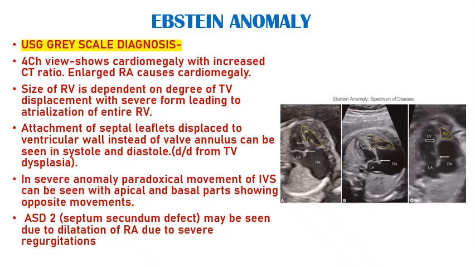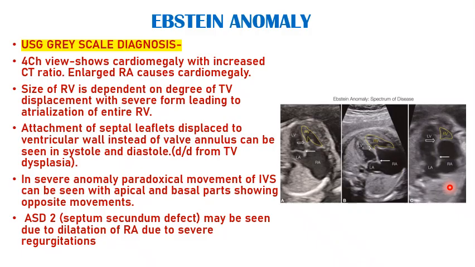In ultrasound diagnosis, in gray scale, in four chambers we can see cardiomegaly with increased cardiothoracic ratio. Cardiomegaly is due to an enlarged right atrium. The size of the right ventricle is dependent on the degree of tricuspid valve displacement, with the severe form leading to atrialization of the entire right ventricle. Attachment of the septal leaflet displaced to the ventricular wall instead of the valve annulus can be seen in systole and diastole. Here it can be differentiated from tricuspid valve dysplasia, where leaflets are seen attached to the valve annulus.